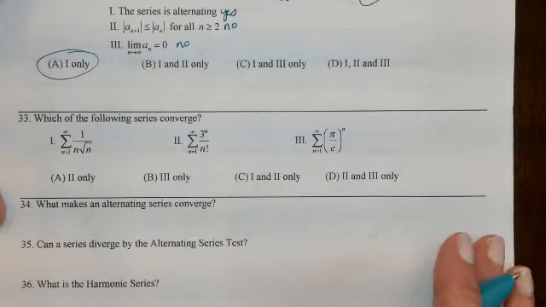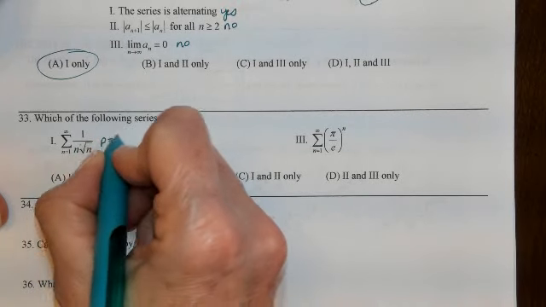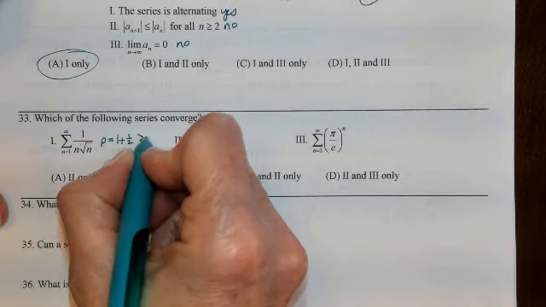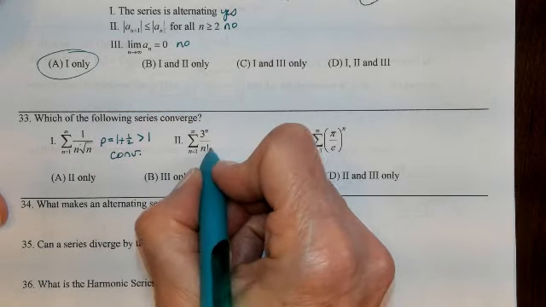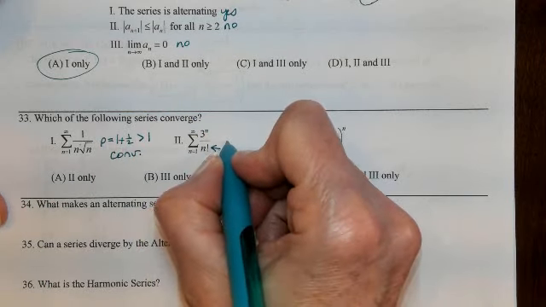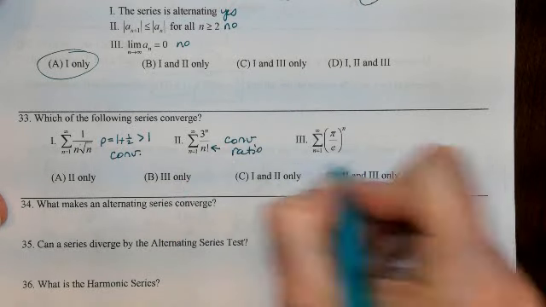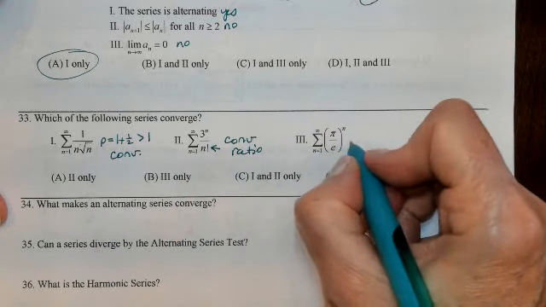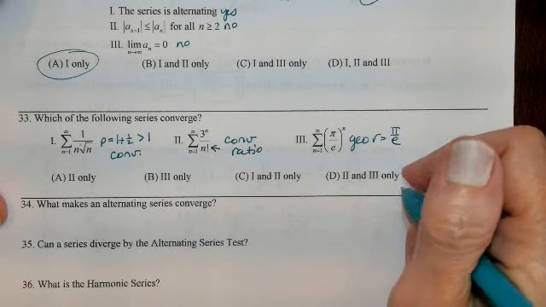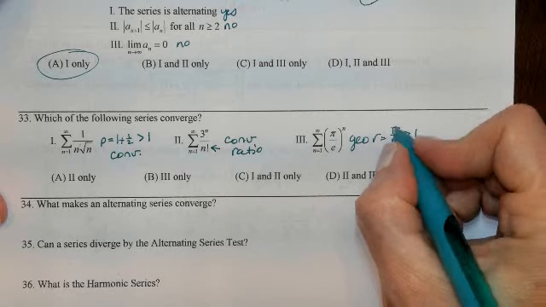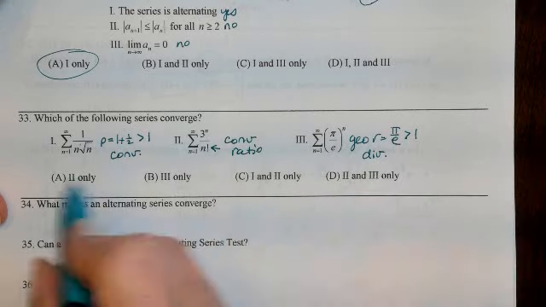Which of the following converges? Again, this is a p series with p equal to 1 plus a half, which is bigger than 1, so this converges. This one has factorial on the bottom, so this converges by ratio test. This is geometric. r is pi over e. Is that bigger than 1 or less than 1? Well, it's bigger than 1 because pi is bigger than e, so this one diverges. So 1 and 2 only.